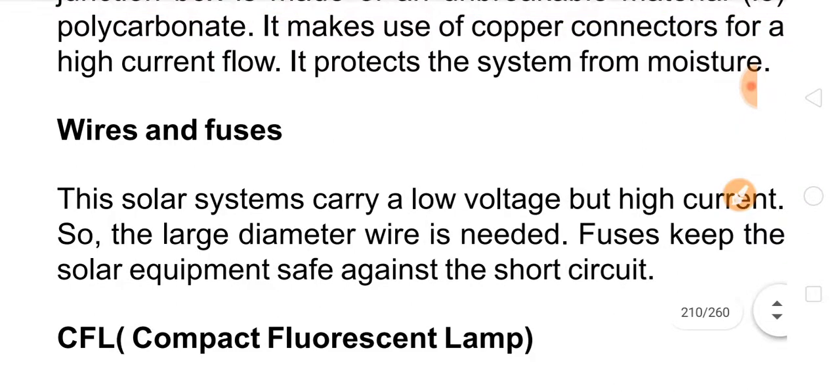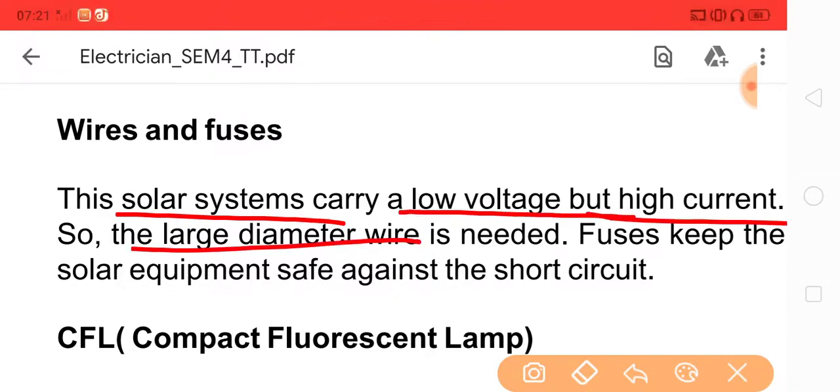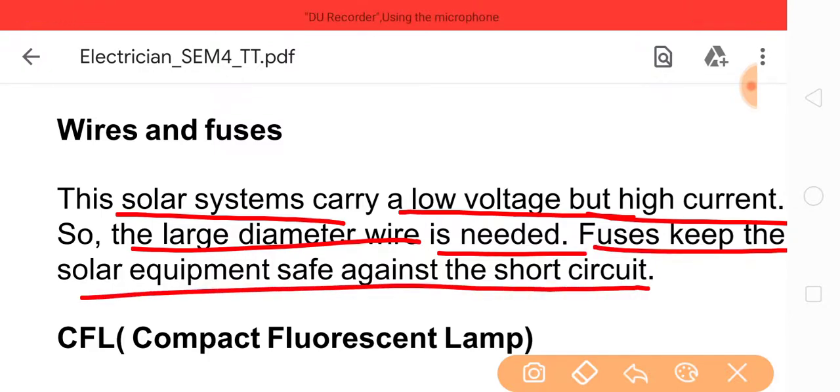Wire and fuses. These solar systems carry a low voltage but high current, so a large diameter wire is needed. Fuses keep the solar equipment safe against short circuits.